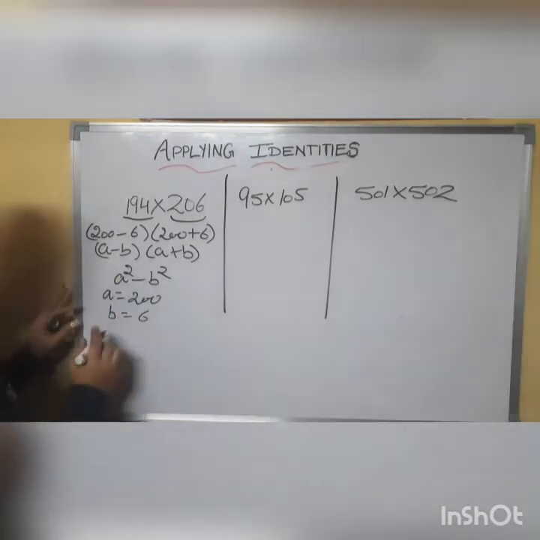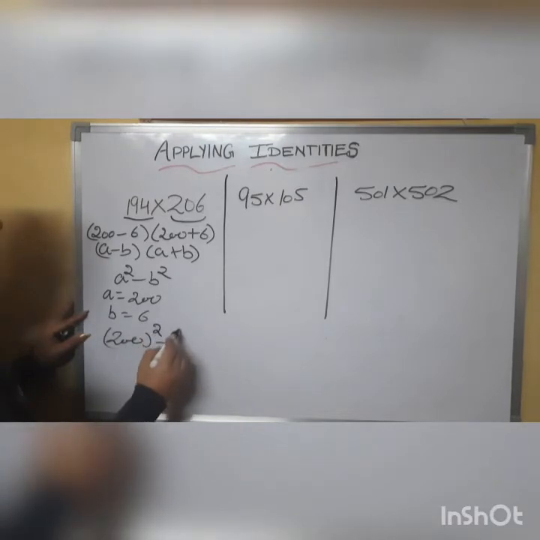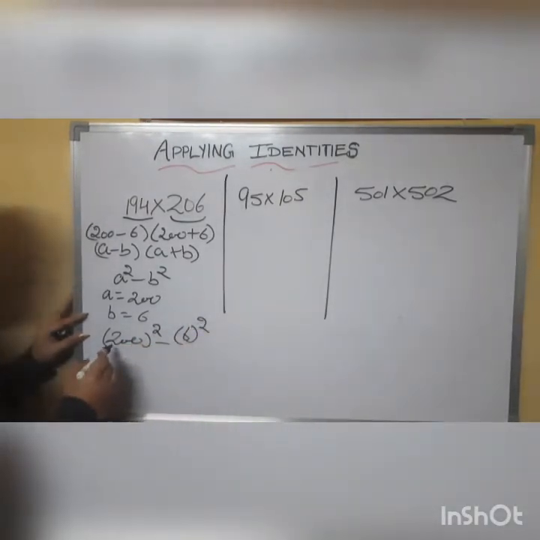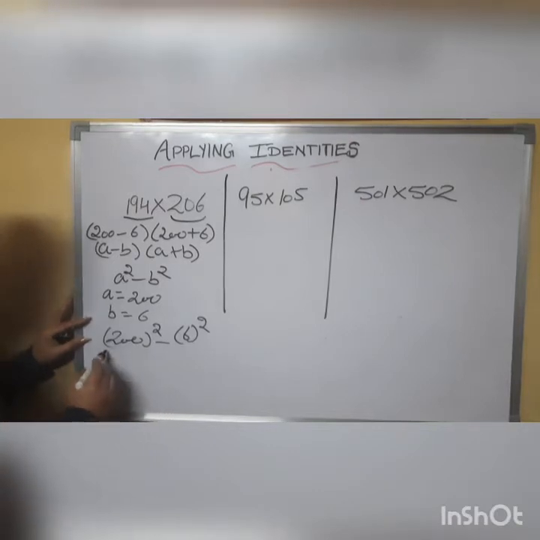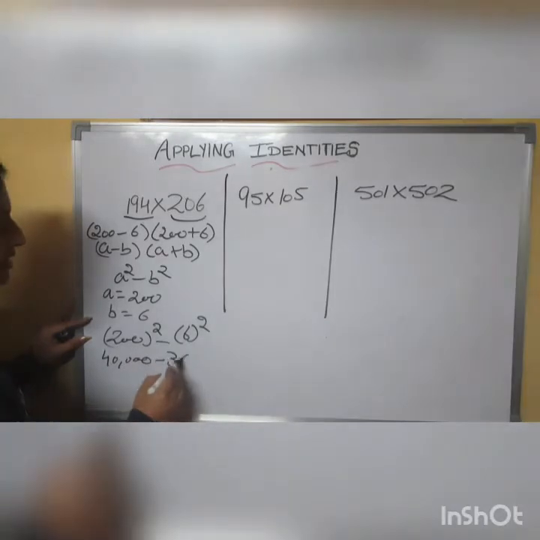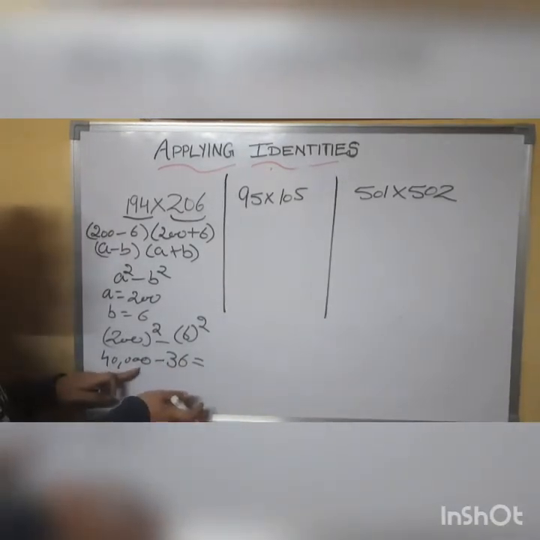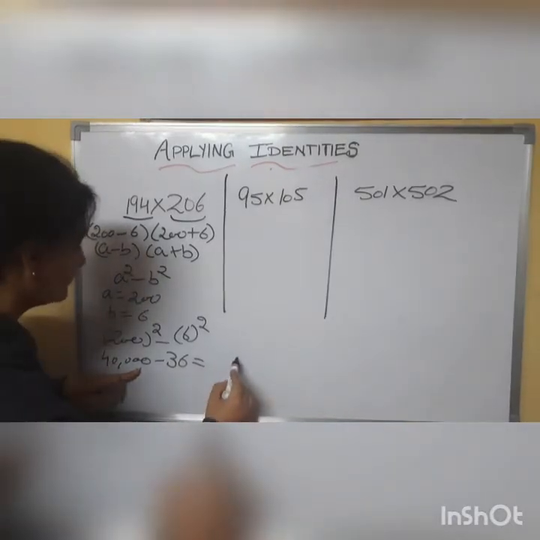If I apply this, what I will get? That is 200 square minus 6 square. If it is the case of square, that means 200 multiplied by 200, that means 40,000 you will get here, and this is 36. And hence it is resolved. That means 40,000 minus 36.